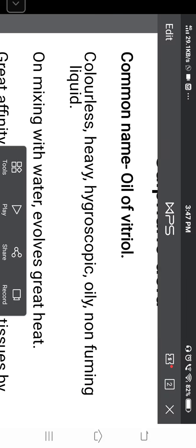The common name of sulfuric acid is oil of vitriol. You might have seen it in chemistry also. You might have seen and used this sulfuric acid so many times in your laboratory, in physiology and pathology laboratory. So sulfuric acid is commonly called oil of vitriol.